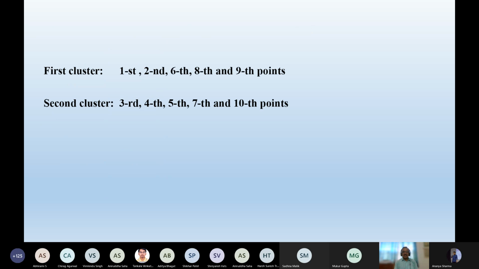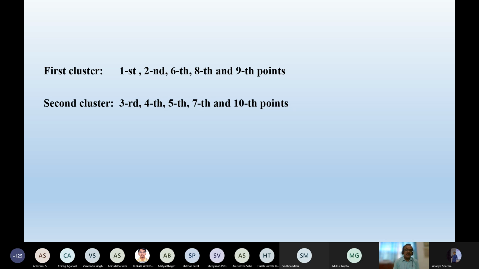So the first cluster will contain the first data point, second data point, sixth data point, eighth data point, and ninth data point. Okay, and the second cluster will consist of third, fourth, fifth, seventh, and 10th data points. So this is the way we do the clustering of the data points, and this is nothing but a fuzzy clustering using the FCM algorithm.